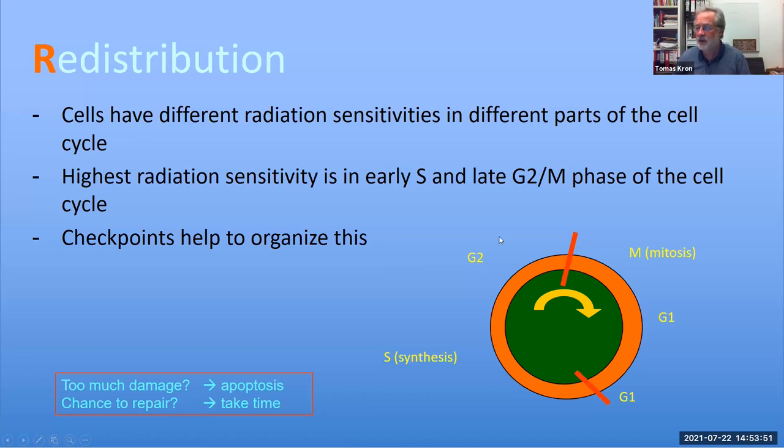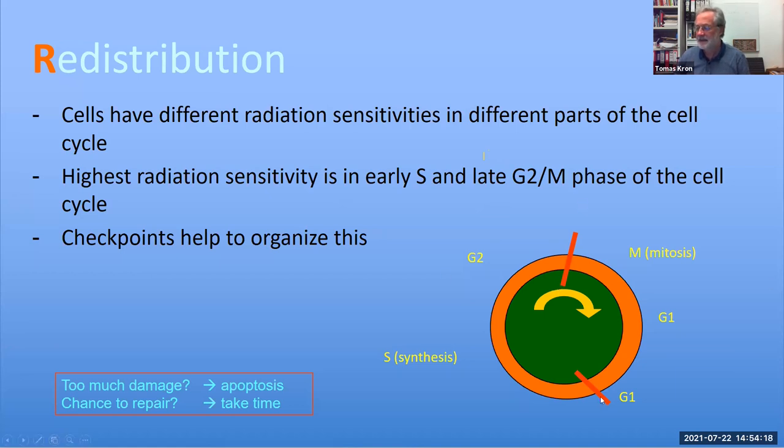Then we've got redistribution. I don't want to spend much time here, just to illustrate that cells go through the cell cycle, in particular if they rapidly proliferate, and in different phases of the cell cycle, different repair mechanisms happen, different ways of cell kill happen, and we do get different radiation sensitivities.